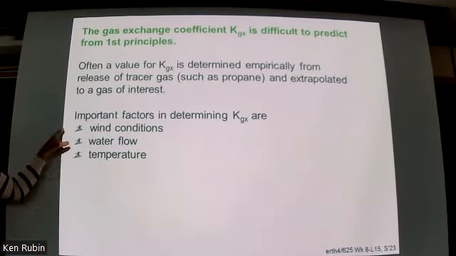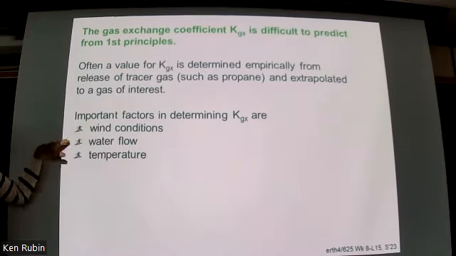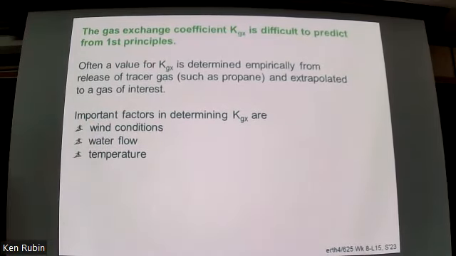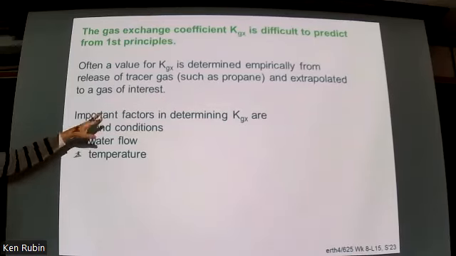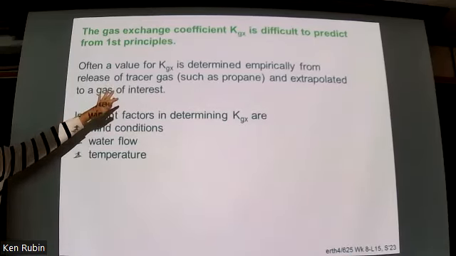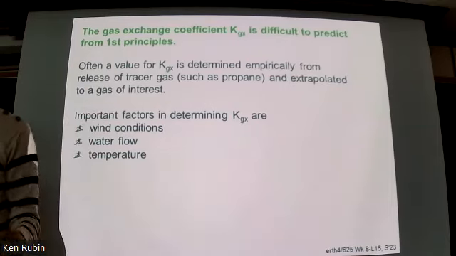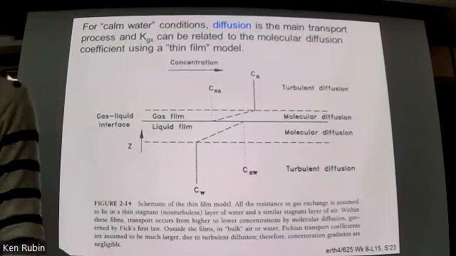Stuff like how much wind is there? Is the water flowing? What is the temperature? What is the nature of water flow? The more complicated, the more turbulent the flow is, I think about a stormy condition where you got lots of waves on the top of the ocean, the more difficult it is to calculate this parameter. We're going to look at a relatively simple scenario where we've just got some static air over some static water, and where we can kind of look up K gas exchange values from a table.